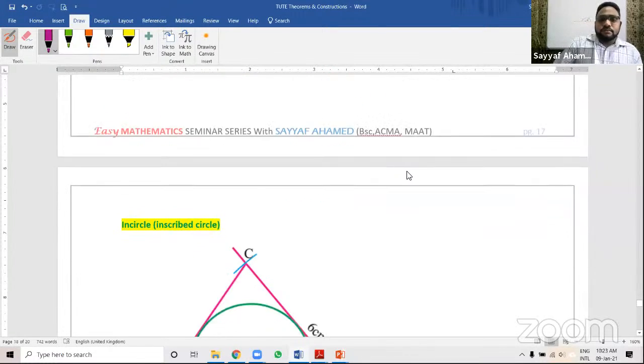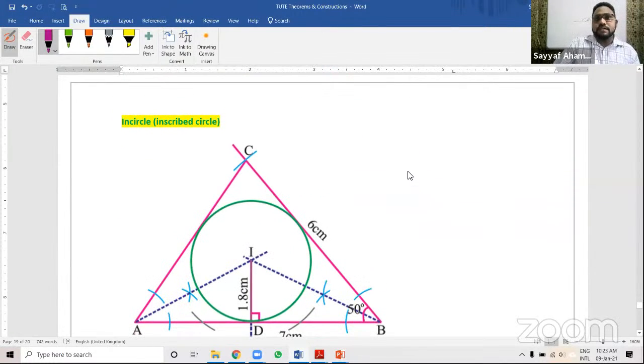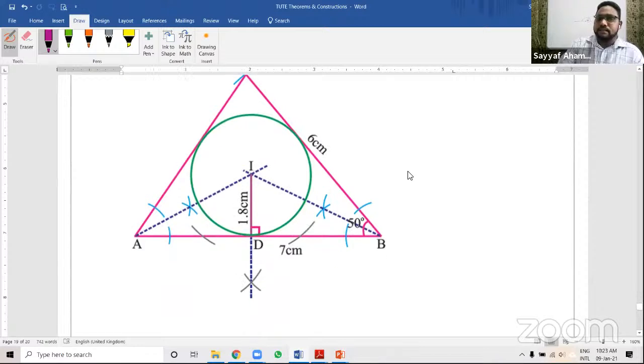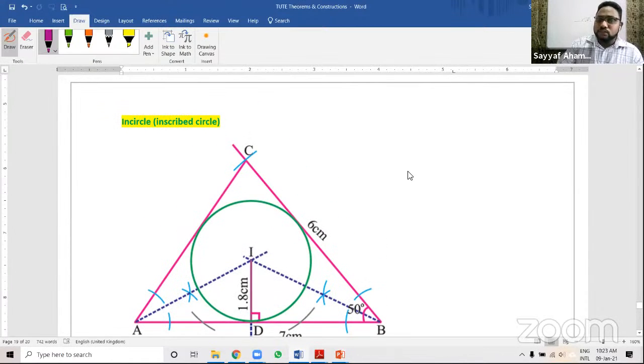Moving on to the incircle or inscribed circle, right? Incircle or inscribed circle has to touch all three sides. Some students draw it touching two sides and it doesn't touch the third side. Then you must have made a mistake, because even a millimeter makes a big difference.